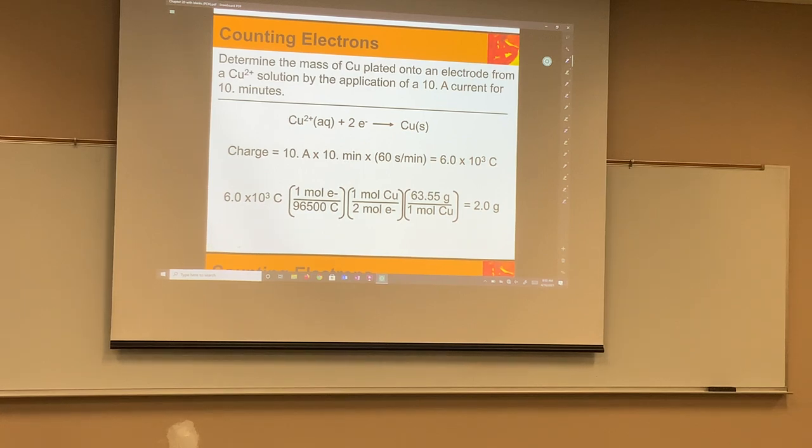So if you see a question on the exam, and I ask you how much metal gets produced after running a cell for a specific time, this is what I'm asking you to do, okay? And we'll probably run through an example of this on Monday when we look at a couple of the examples out of the chapter.